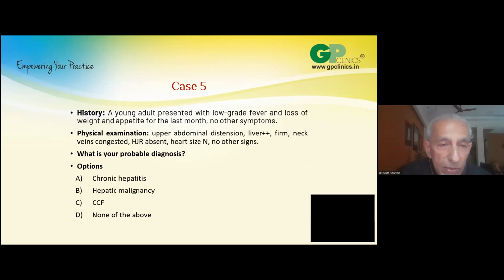Now, the next slide is again a young adult who presented with low-grade fever and loss of weight and appetite in the last 1 month, but there were no other symptoms. Physical examination showed upper abdominal distension, the liver was enlarged and firm, the neck veins were congested, but hepatojugular reflux was absent. Heart rate was normal and there were no other signs. Take a note: low-grade fever and loss of appetite for a month, liver enlargement, upper abdominal distension, neck veins congested, but no hepatojugular reflux.